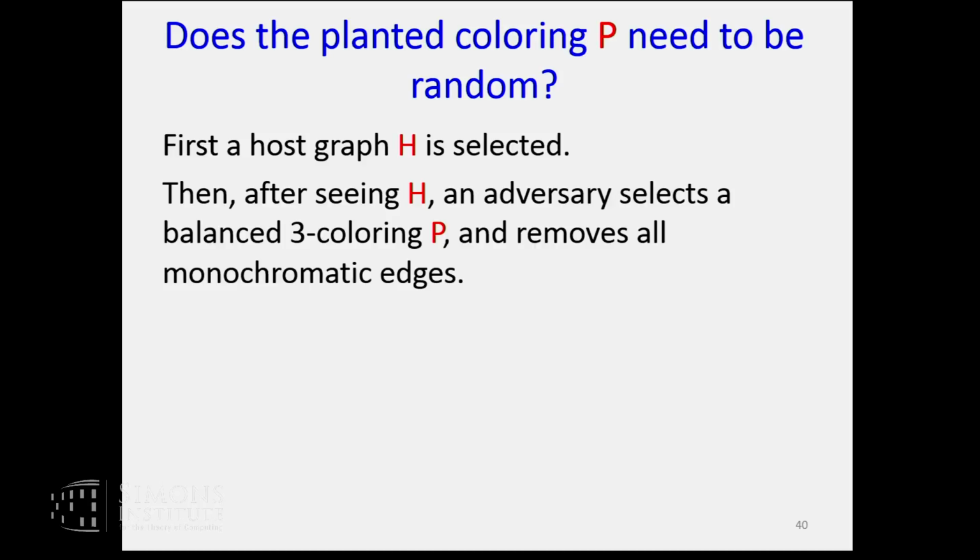So this part of the work that I described before more or less showed that whatever worked when you have a host graph which is a random graph, essentially all you needed was expansion, and you can modify the algorithm to work. The other question that we ask ourselves is whether the planted coloring has to be random as well. So the model is as follows. First, the host graph is selected.